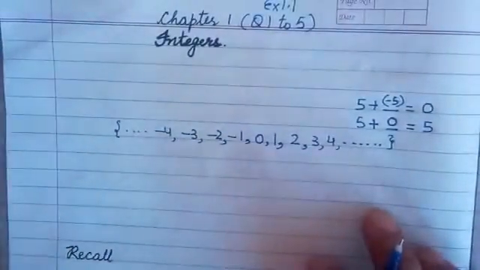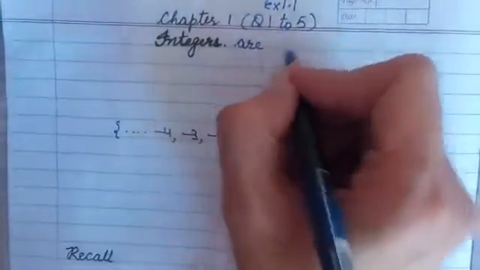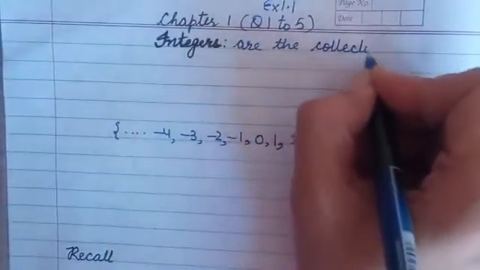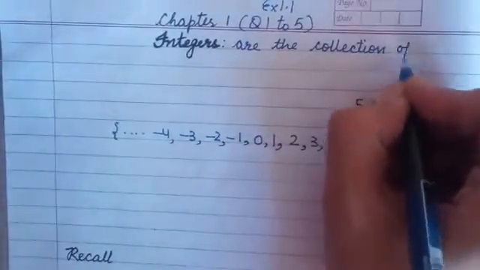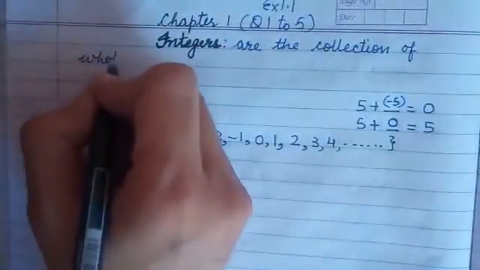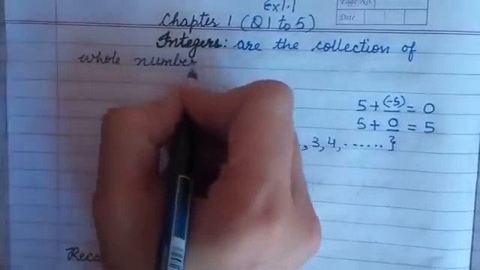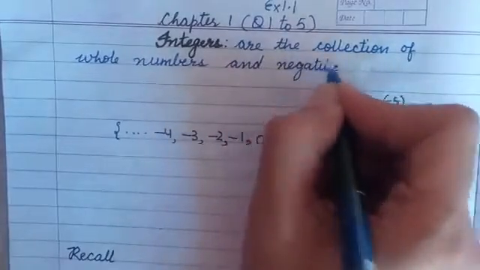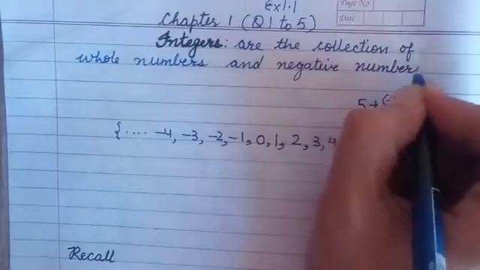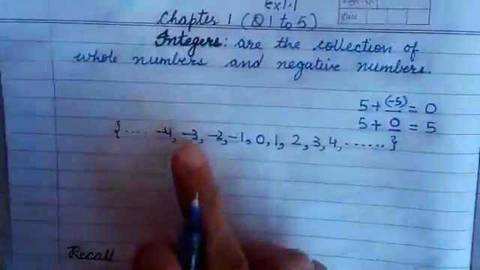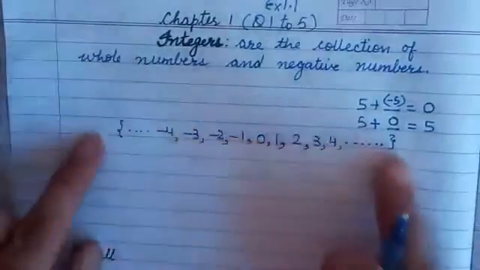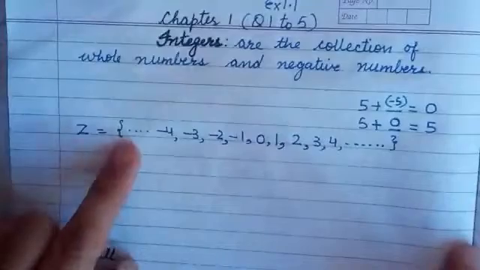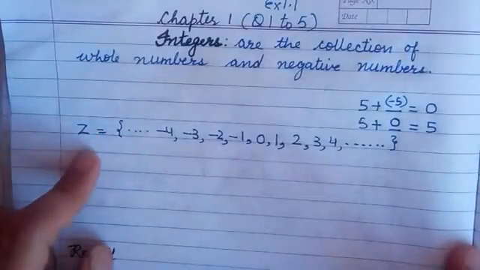Now let us define integers. Integers are the collection of whole numbers and negative numbers. The set of integers is denoted by the symbol Z. Z comes from the German word zählen, which means to count.